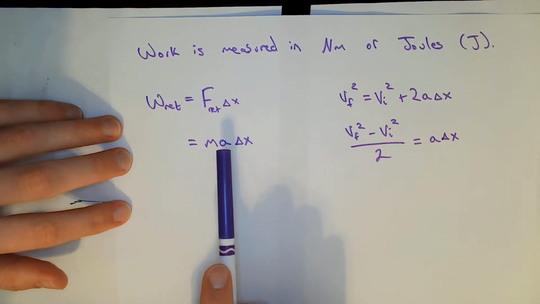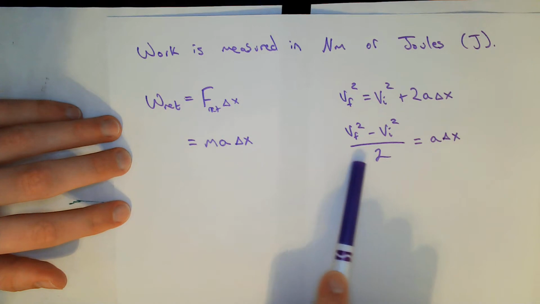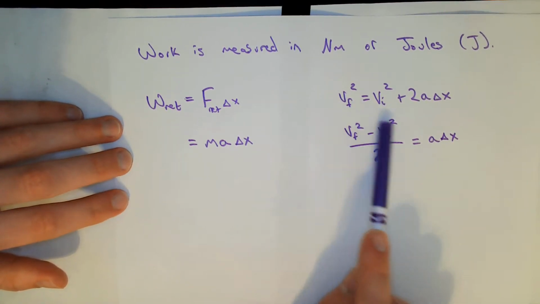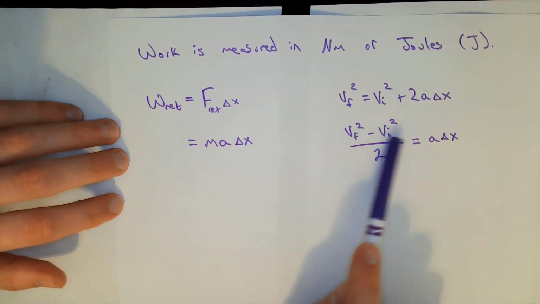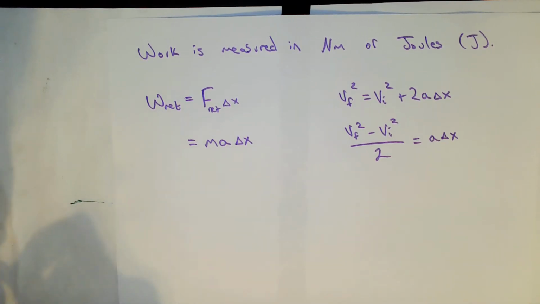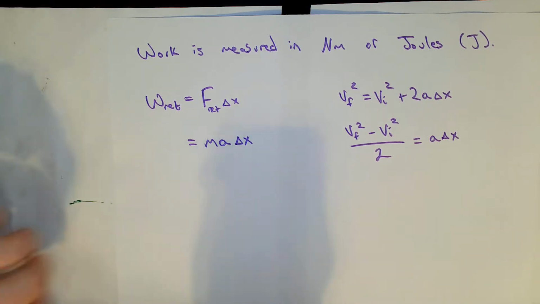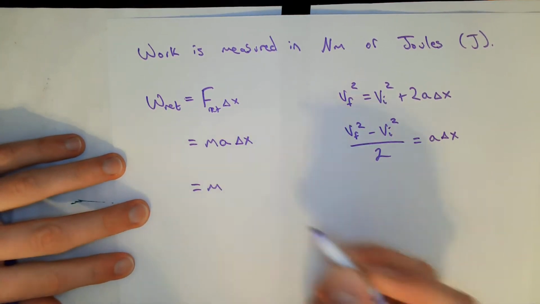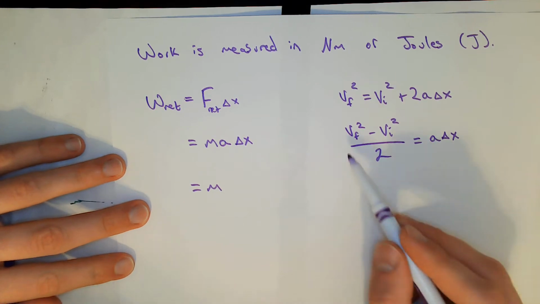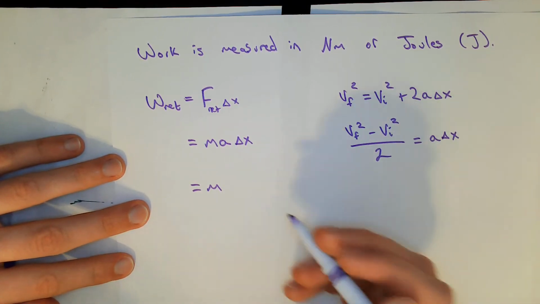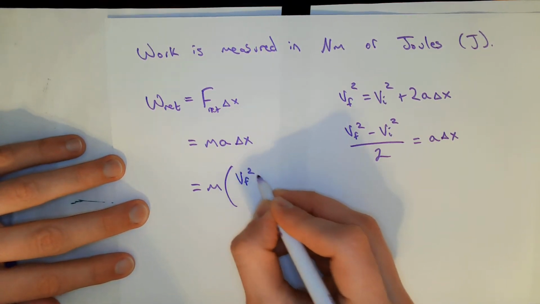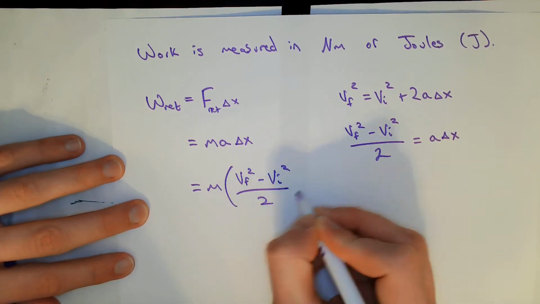Instead of with acceleration and position, I'm getting a new relationship with a difference in velocities. Here, an initial and a final velocity. And if I can get new relationships using velocity instead of acceleration and position, then I'm going to try to do that. So here I'm going to have m times delta x, but delta x is equal to this thing. So I have v final squared minus v initial squared all over 2.